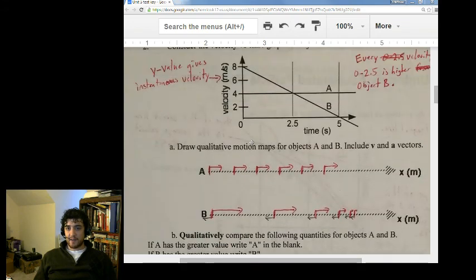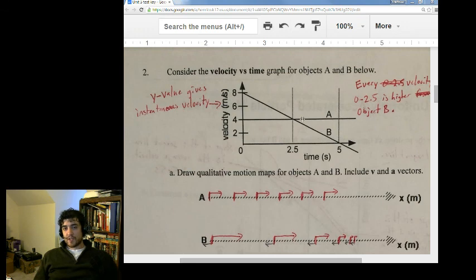From 0 to 5, there are a couple of ways to look at it. We just look at the velocities. B goes from 8 down to 0 in a linear fashion. That means that its average can be found by simply saying 8 plus 0 divided by 2 to get 4 meters per second. Because this is a line, we can just take an average of the endpoints to get the average. A is always going 4, so which average is 4? Their average velocities are the same.